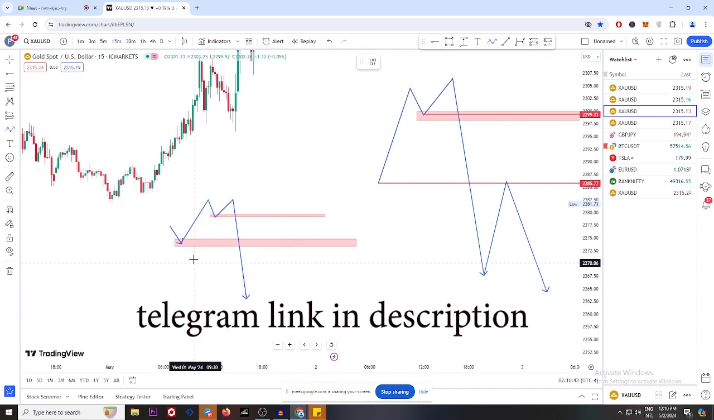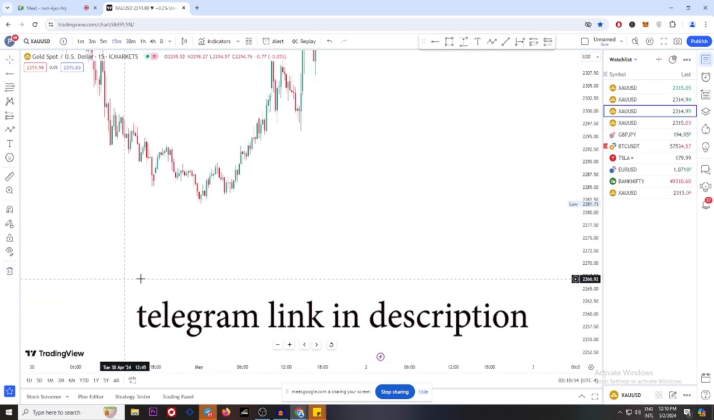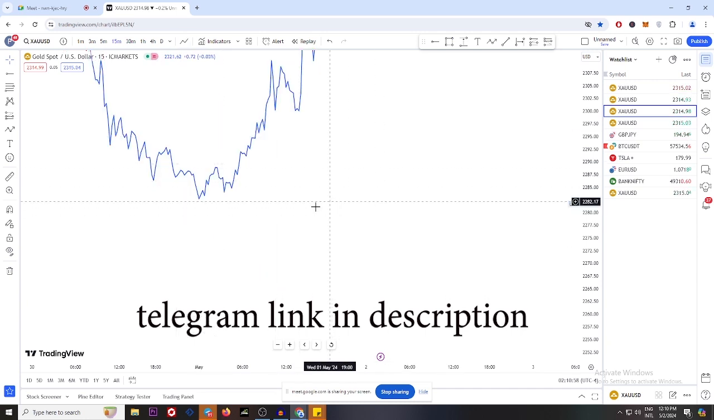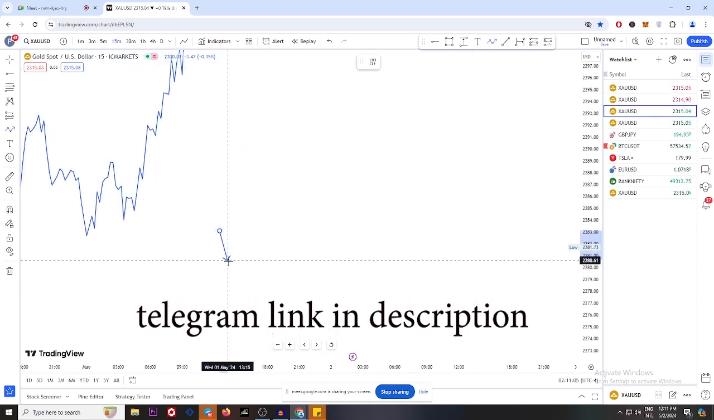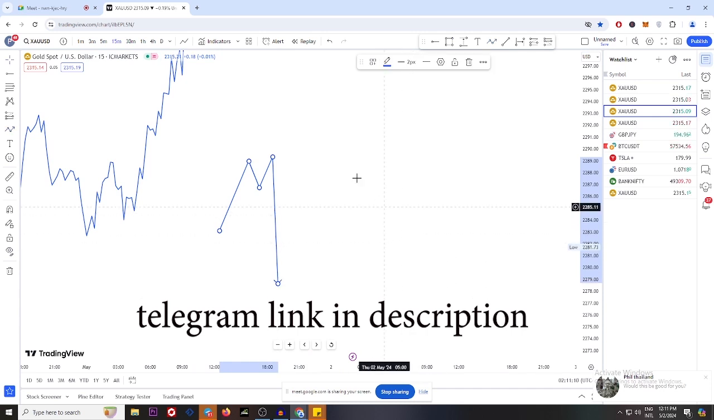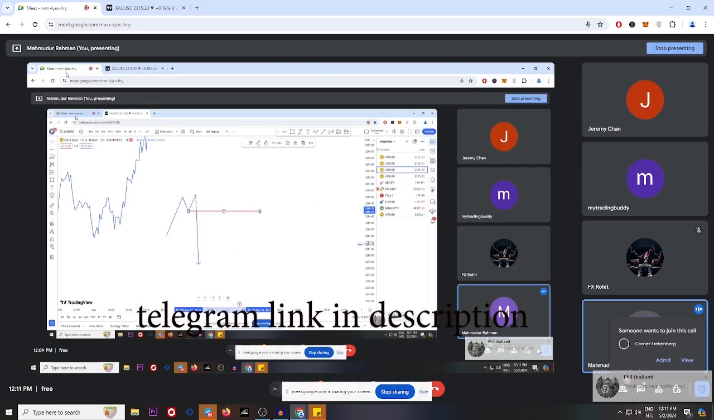Go to the line chart, and look for the buy and selling one. It is like this one, right? For the selling one, this one, and we have this, and this. Now look, for the buying one.